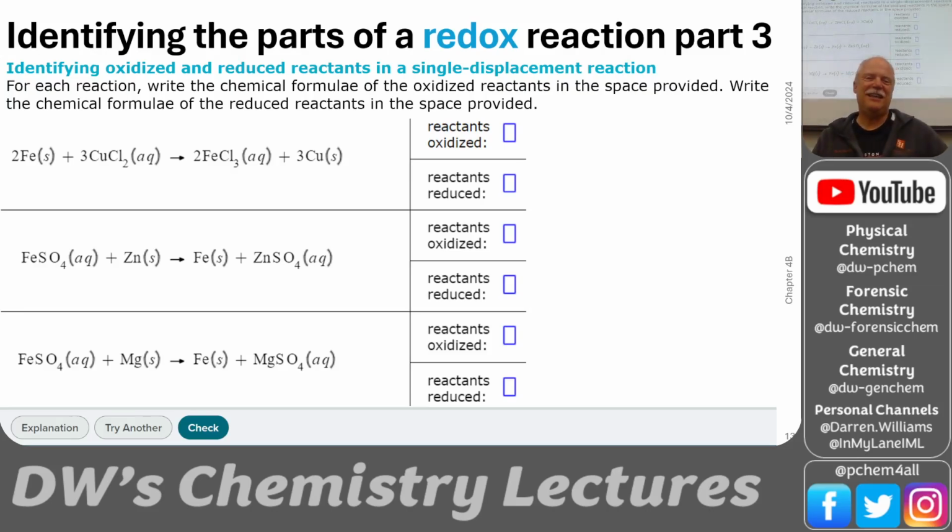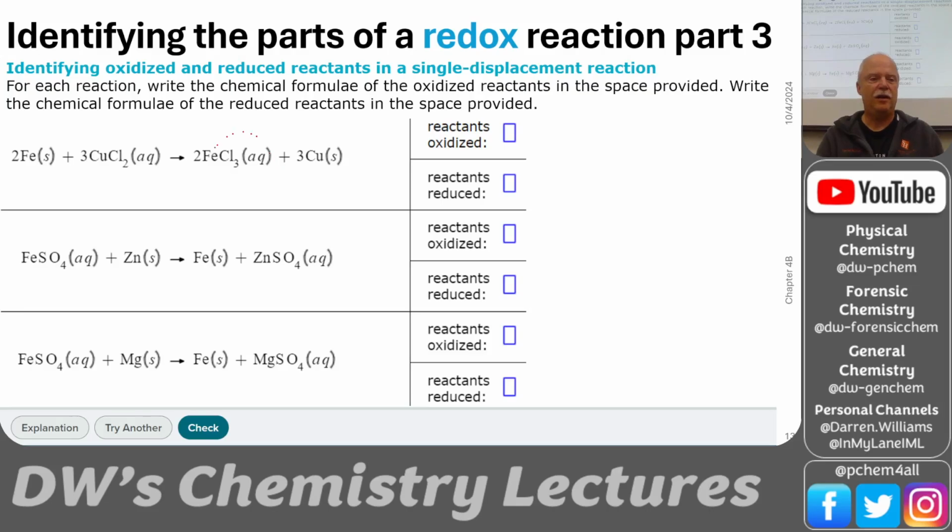Okay, so let's look at other parts of the redox reaction. Again, identifying reactants that were oxidized and the reactants that were reduced. So now we're dealing with single replacement reactions. Okay. So we had been doing reaction classification, and some of the ones on Alex, as you go through all the different ones, it said double replacement and single replacement, and we never saw any examples of single replacement, but these are examples of single replacement.